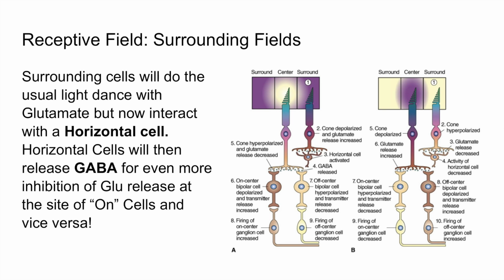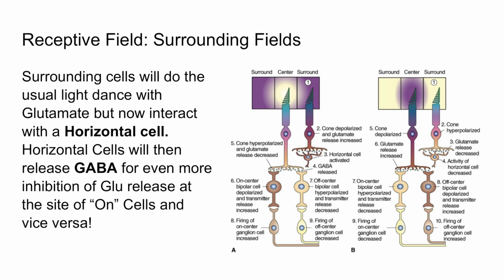If light hits the surround, these photoreceptors, cones, are going to hyperpolarize and release less glutamate. That means the horizontal cell is less activated, so it releases less GABA onto the center photoreceptor. Less inhibition on the center means the center photoreceptor becomes relatively more depolarized or active and releases more glutamate, even if no light directly hit it. So that increased glutamate then suppresses on bipolar cells and activates off-center pathways.